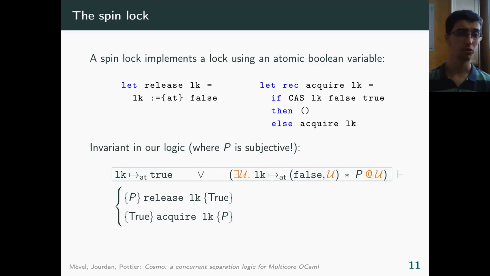So the P at U in the invariant allows us to transfer the objective part of P, while the atomic location itself allows us to transfer the subjective part of P. So that was the proof of the spin lock.